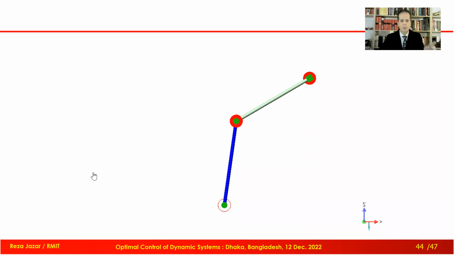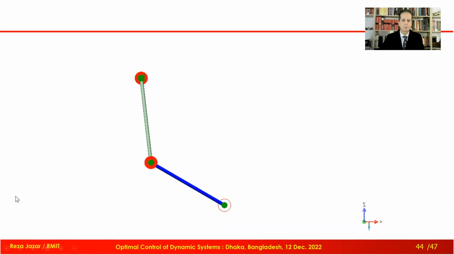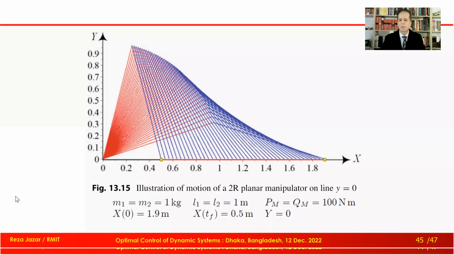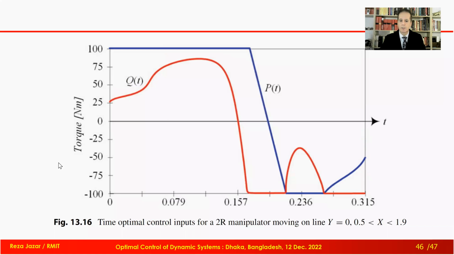Same problem, going straight, minimum time. That's the minimum time. This is another example problem, where it's stretched to 1.9 on the x-axis, and it is coming back to 0.5. The y value is always 0. Same physical parameters. This is the solution.